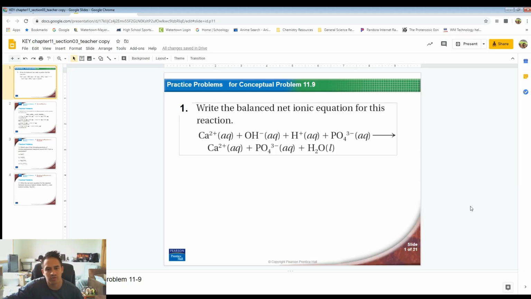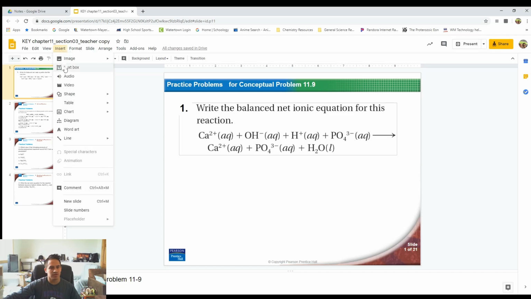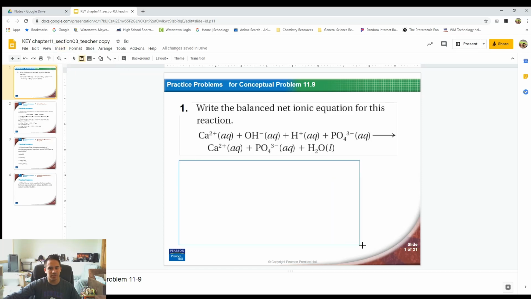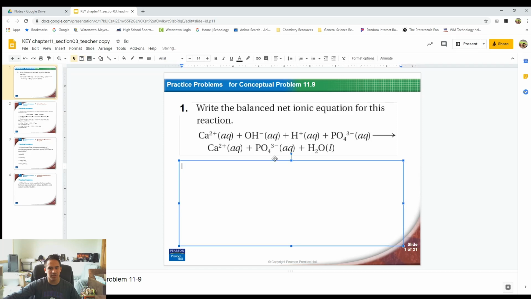In this video, we're going to be going over the practice problems in the chapter 11.3 notes. Starting with number 1, it says write a balanced net ionic equation for this reaction. It looks like they're giving us a complete ionic equation with everything already broken apart, so that's nice. We just need to write the balanced net ionic equation.